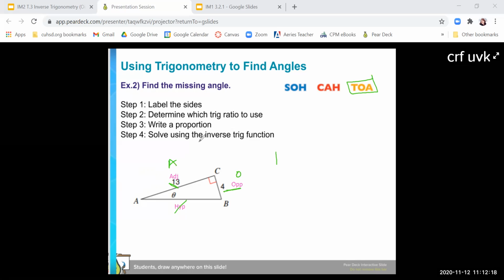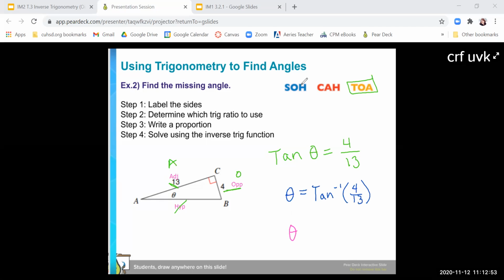So I start by setting up my regular old tangent equation. Tangent of the angle, which we don't know, so it's theta, is equal to the opposite side, 4, over the adjacent side, 13. And now we need to switch to inverse trig. I'm trying to get theta by itself because the goal is to find the angle. So theta will be the inverse tangent of 4 over 13.